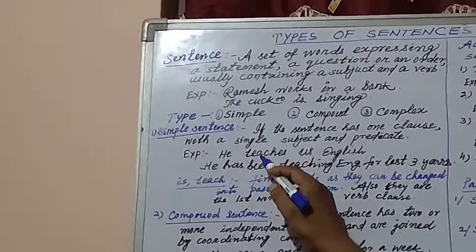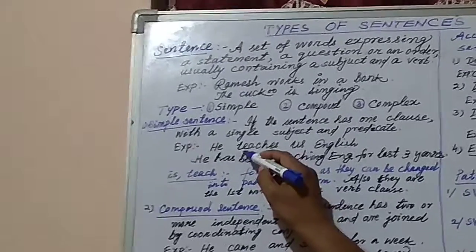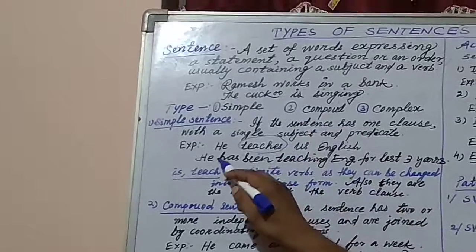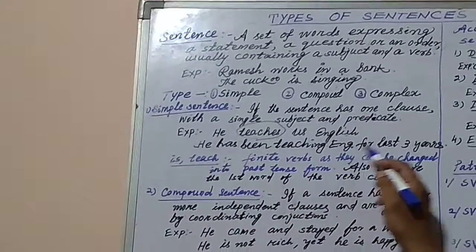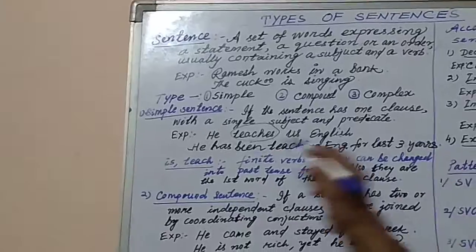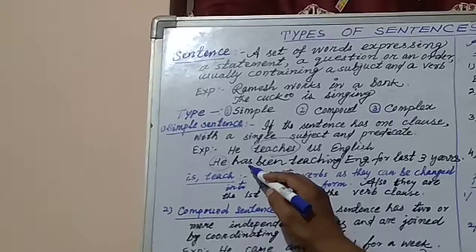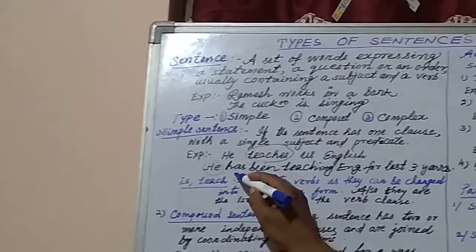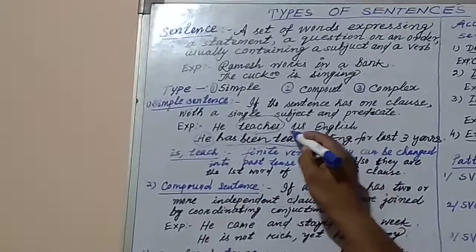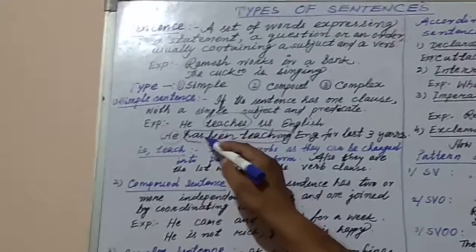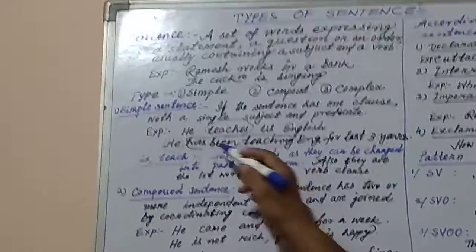Here there is one verb, that is teach. And in the other sentence, he has been teaching English for last 3 years, he is your subject, and has been teaching is the verb. It is not one verb, it is a phrase. That means three verbs together, so it is a verb clause.